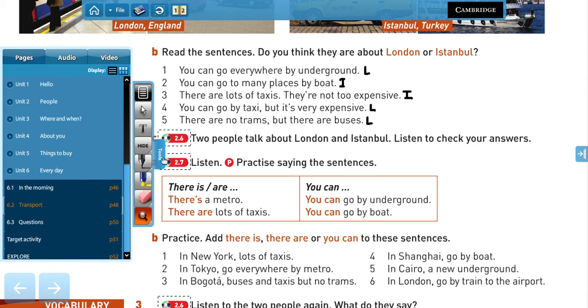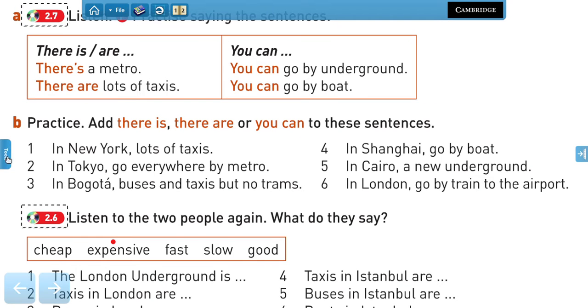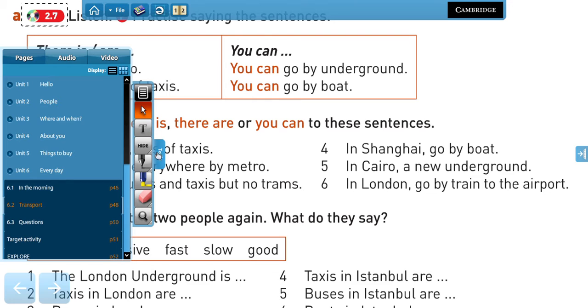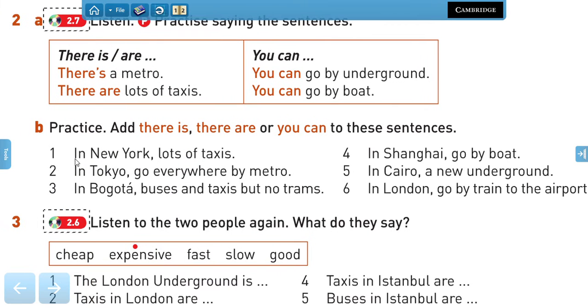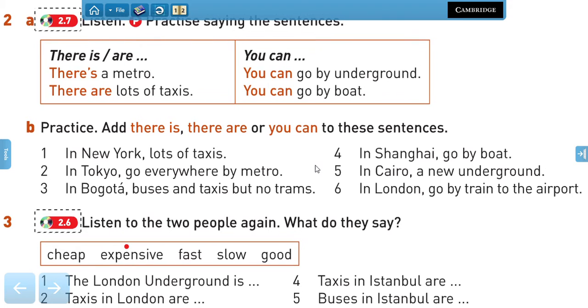Now, here we have these sentences. And what I want you to do is to pause the video and add there is or there are, or you can to the sentences. So, for example, number 1 says, in New York, lots of taxis. The correct sentence would be, in New York, there are lots of taxis, plural, right? So pause the video and do the rest because I'm going to give you the answers in a second.